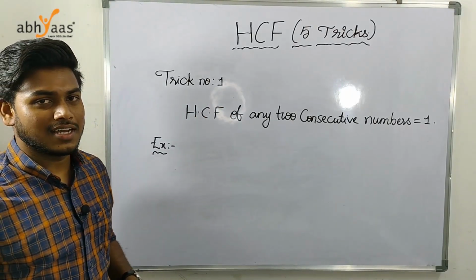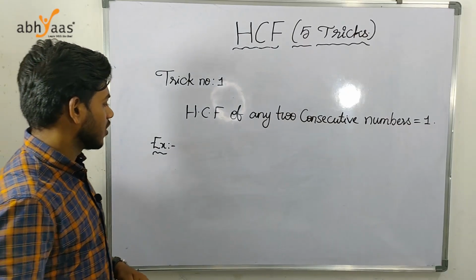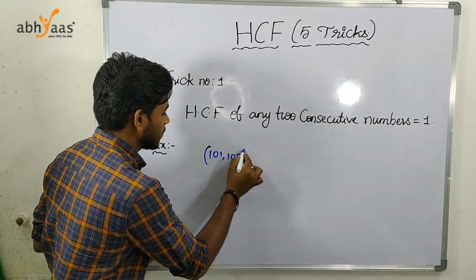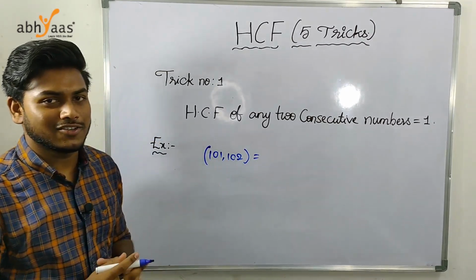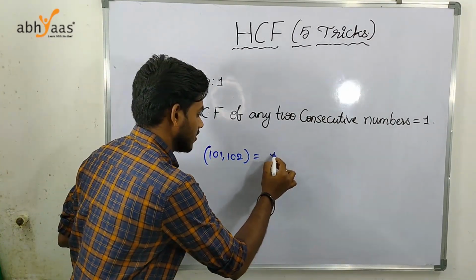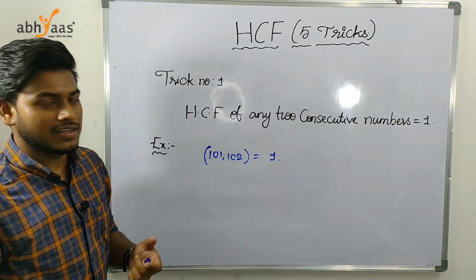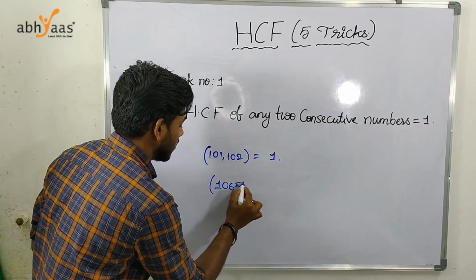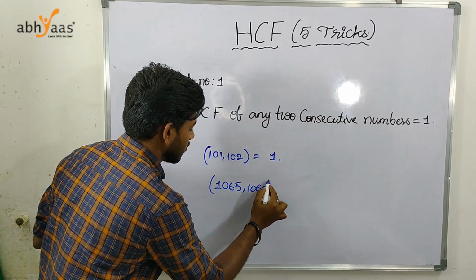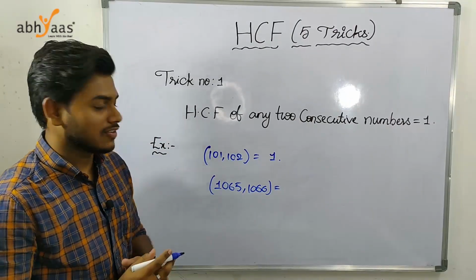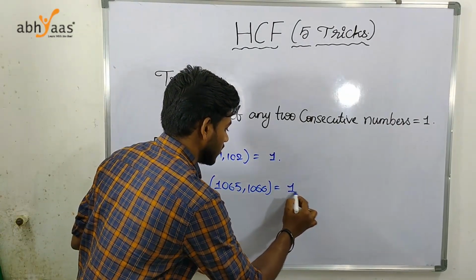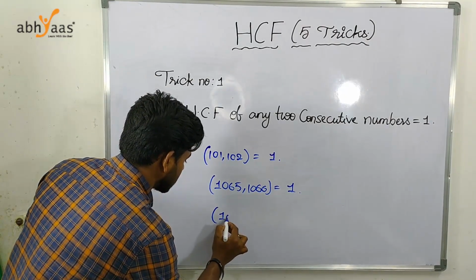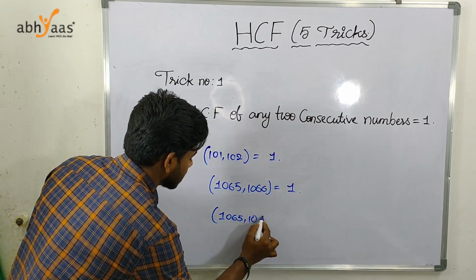Let's take a few of the examples. So let's write any two consecutive numbers like 101 and 102. Since these two are consecutive numbers, their HCF is equal to 1. You can take bigger numbers as well. Let's consider 1065 and 1066. Since these are two consecutive numbers, their HCF is equal to 1. You can take more numbers as well.